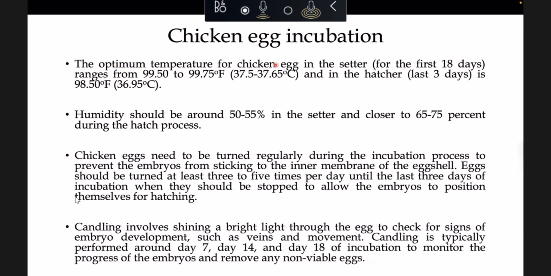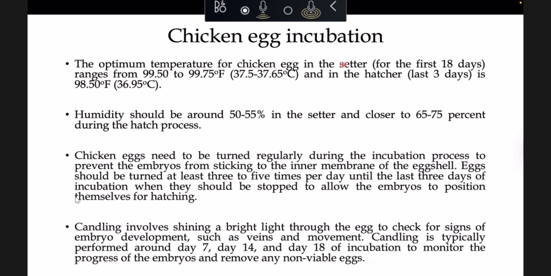The optimum temperature for chicken egg in the setter. The setter and hatcher: the portion where setting eggs are placed in the setting tray is called the setter portion, and the portion where the hatching tray is placed is called the hatcher, the hatching portion. So here, setter means the portion where the setting tray and the eggs are. And for chicken egg, this setting period is 18 days. So 18 days, and the hatching period is 3 days, altogether 21 days.